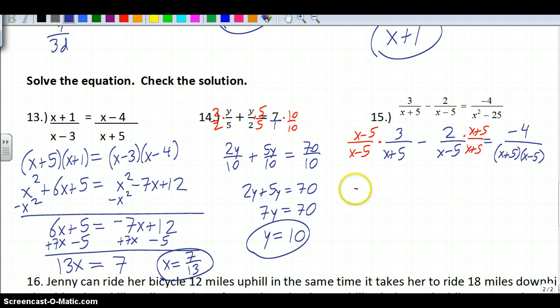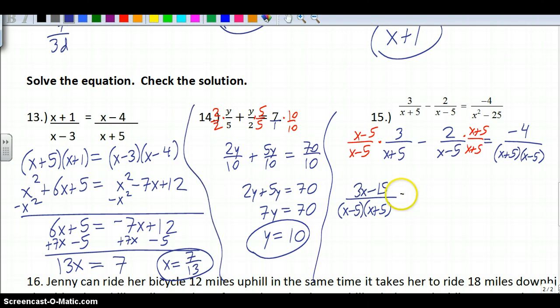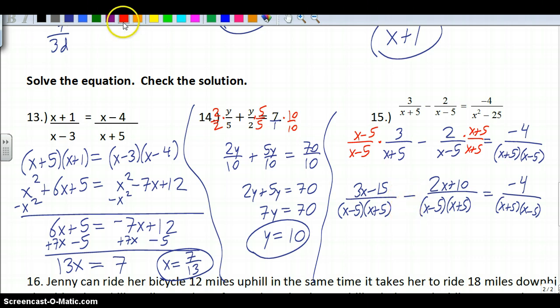So this becomes 3x minus 15 over your common denominator. Better go ahead and separate those. Minus 2x plus 10 over your common denominator equals negative 4 over your common denominator. Now, it's this minus that gets everybody, so watch what I do here. I'm going to make this a plus sign, and if I do, that makes this one a negative and this one a negative. Add the opposite. So now 3x minus 15 plus a negative 2x plus a negative 10 equals negative 4.